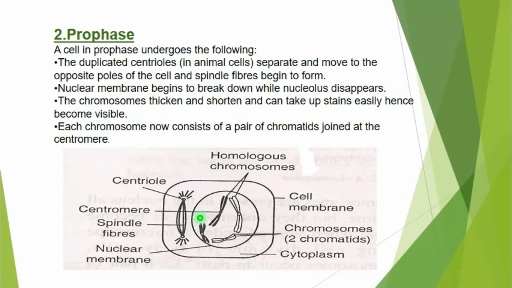So you see the centrioles here. They go to the poles. The chromosomes become very visible.